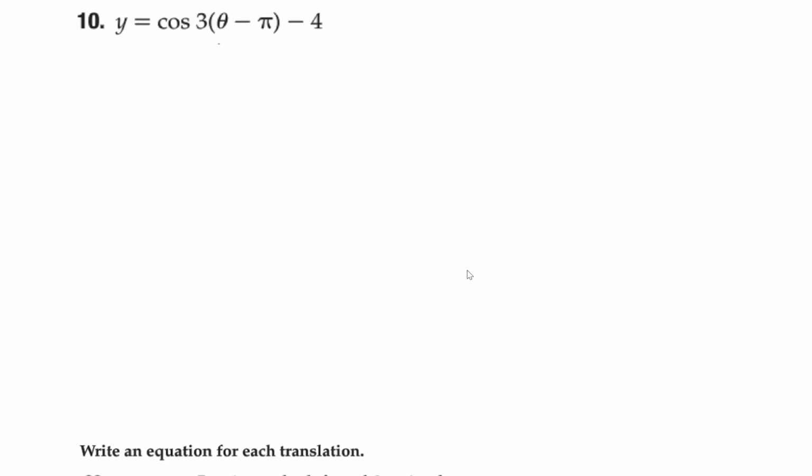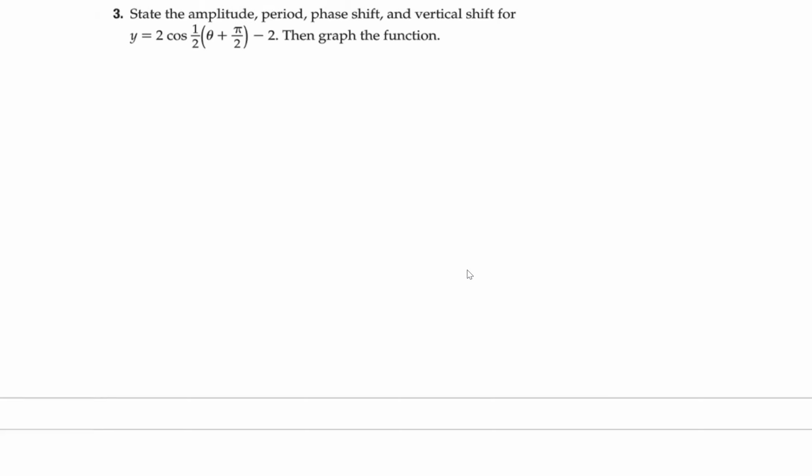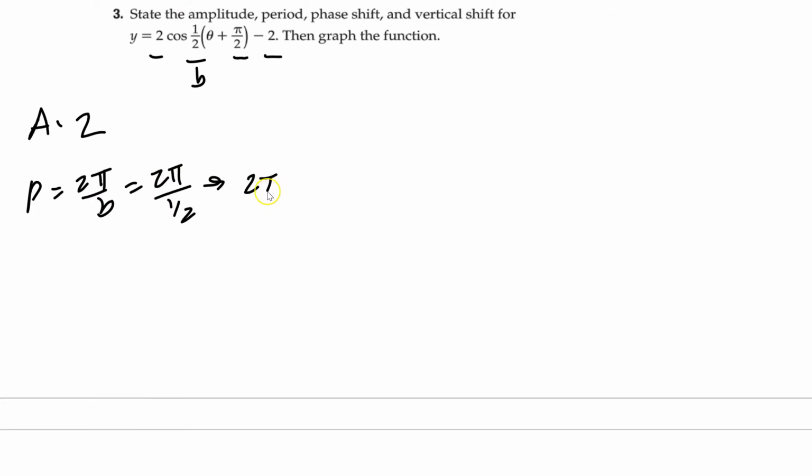Let's do another one. Let's try to see what I got here. Let's do this one, then we'll figure out what to do next. So, amp, period, phase shift, vertical shift, right? Amp is 2. Period's 2 pi over b. That's my b, not my period. So 2 pi over 1/2. We're not scared anymore. 2 pi times the reciprocal, so 2 over 1. So 4 pi. My phase shift is going to be negative pi over 2. We do the opposite. And my vertical shift is going to be negative 2.